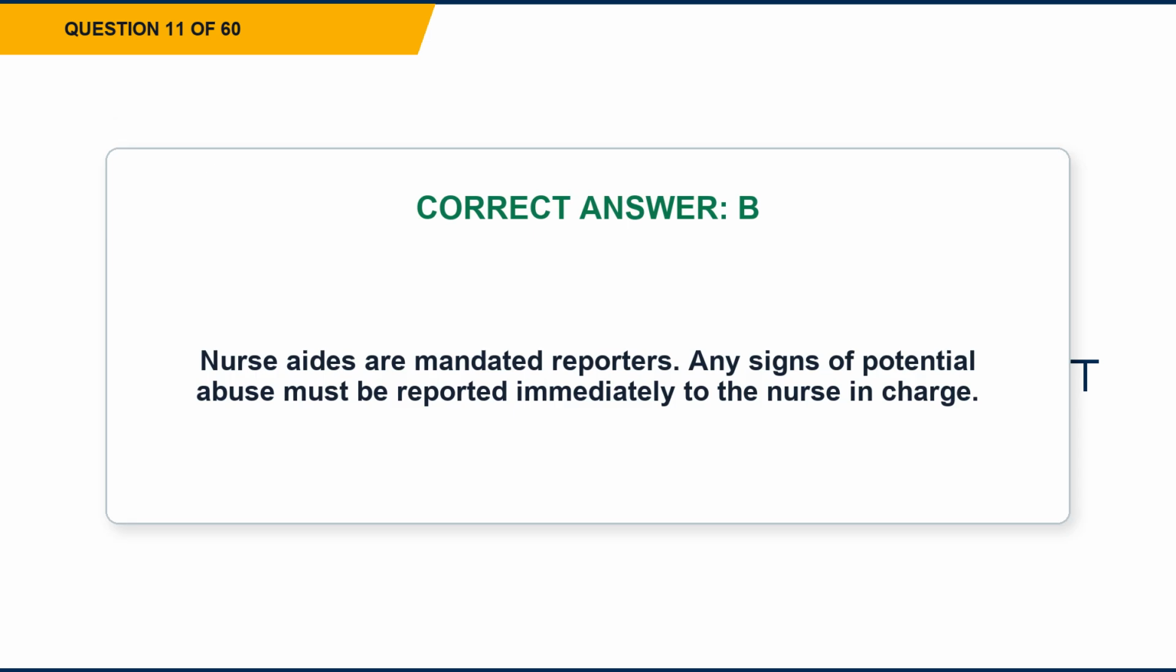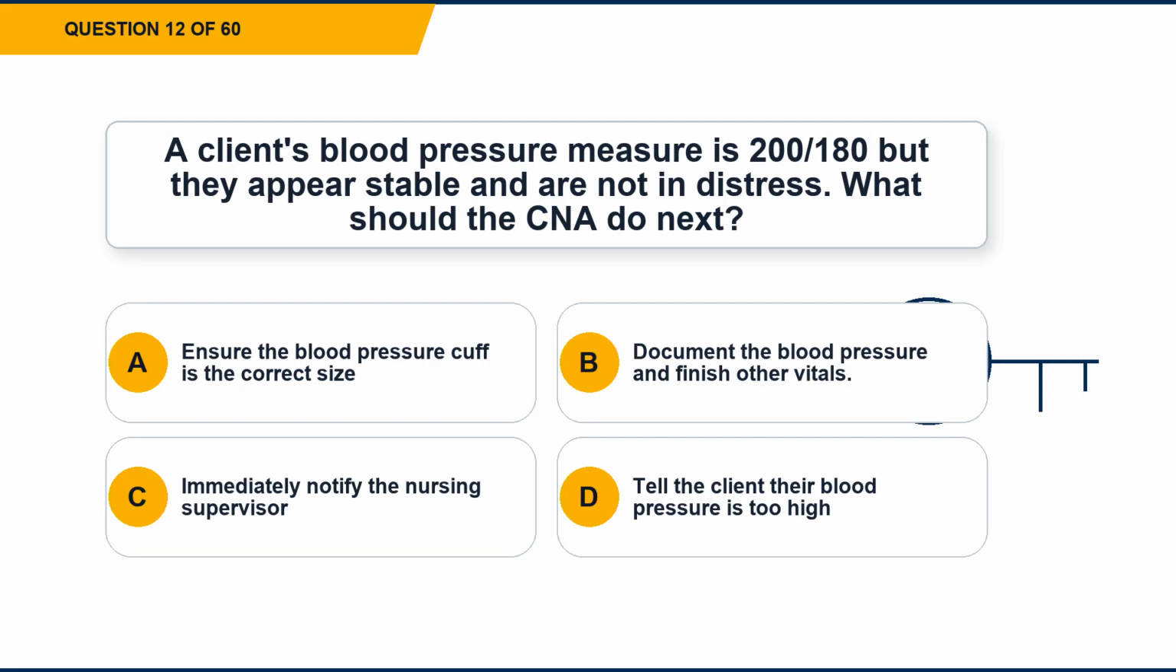Any signs of potential abuse must be reported immediately to the nurse in charge. Question 12. A client's blood pressure measure is 200/180, but they appear stable and are not in distress. What should the CNA do next?